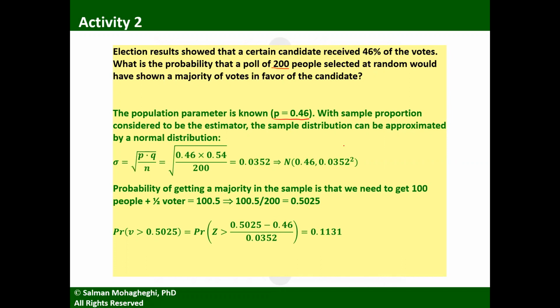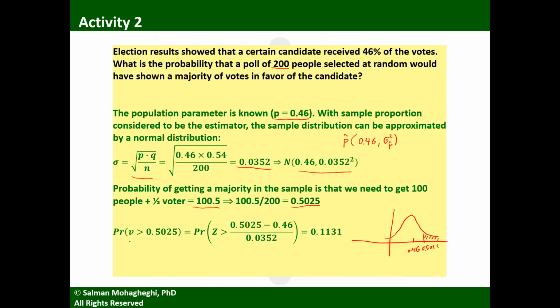And again, it's normal, meaning that your sample statistic will have a mean of 0.46 and a variance, which can be calculated as square root of p times q divided by n, 46% times 54% divided by 200, which is this much. So this would be your normal distribution for the sample statistic. So the sample statistic will have, let's say this is 0.46, it will be something like this. We want to know what is the probability that I get majority out of that 200 people. Majority out of 200 people is 100 people plus half a voter, which is 100.5, corresponding to 50.25%. So what is the probability that I get 50.25%?